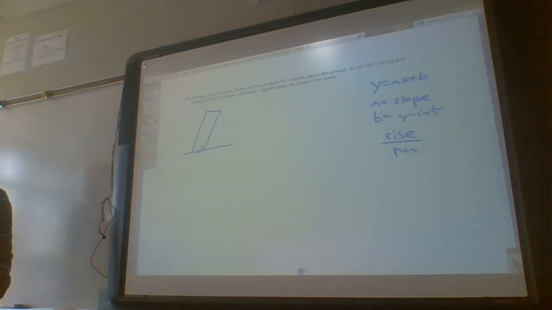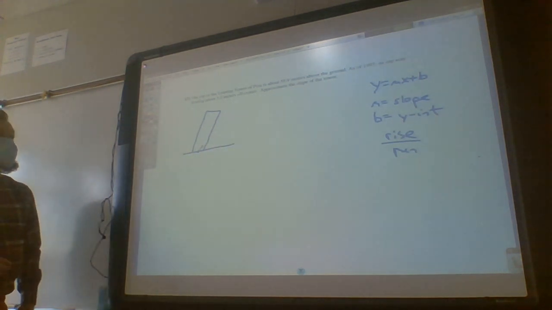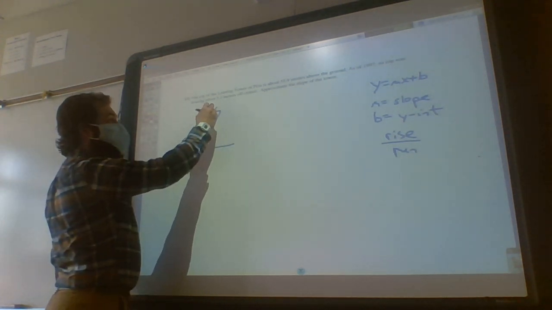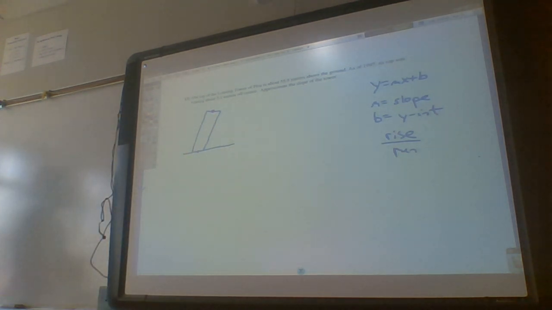Okay? So I highly recommend drawing a picture when you're working with word problems. If here's our tower, put two dots, the center at the bottom and the center at the top.